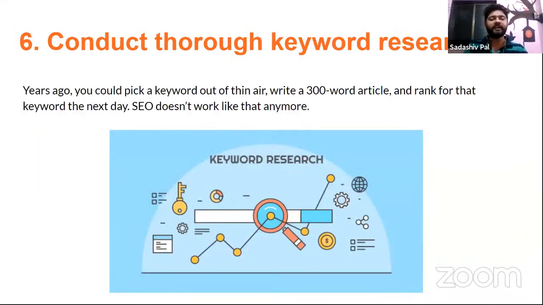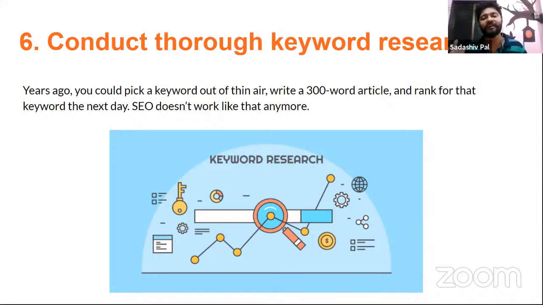Okay, so now the other part is that we have to conduct thorough keyword research. Conducting keyword research is the primary step for any SEO business or any website. Years ago, we would pick a keyword out of thin air, or just randomly pick a keyword, write a 300 or 400 word article, and we would rank for that keyword the very next day.